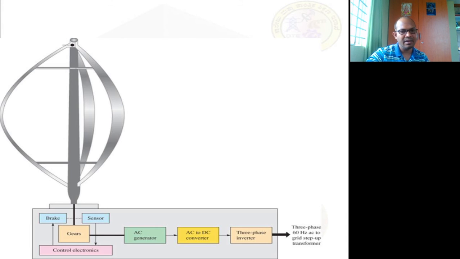This gearbox will multiply this and send it to the AC generators, where the AC generator takes this high speed shaft. The low speed shaft is coupled at the entry of the gearbox, whereas the high speed shaft is coupled at the exit of this gearbox, and that will be the input energy for the AC generators, which take this high speed shaft and convert that into alternating voltage.